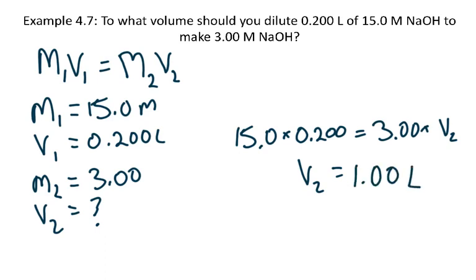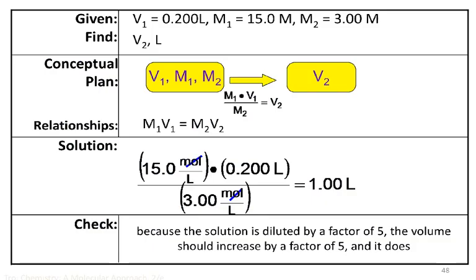Then we can solve for V2 and get the answer of 1.00 liters. So what that tells me is in order to get my molarity down to 3 molar, I need to bring my final volume up to 1 liter, which means I'm probably adding about 800 milliliters of water. So remember, V2 is final volume, not volume of water that you're adding to it. Here's this worked out again. You found your M1, V1, M2, and then you can solve for V2.